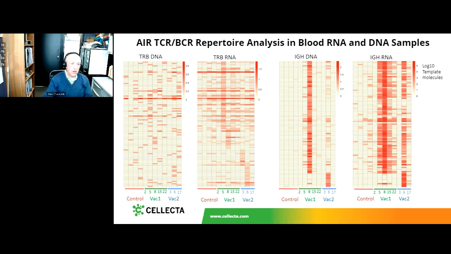If you look at the T cell receptor, which is in the 2 sections on the left of the slide, you can see that if you use DNA, we don't see dramatic expansion of any T cells, but we still can see activation of T cells at the level of transcription. So this probably means that T cells and B cells work cooperatively in this type of immune response.